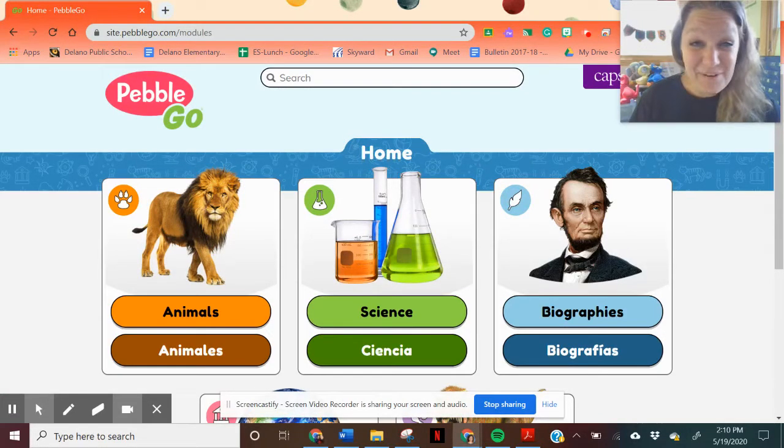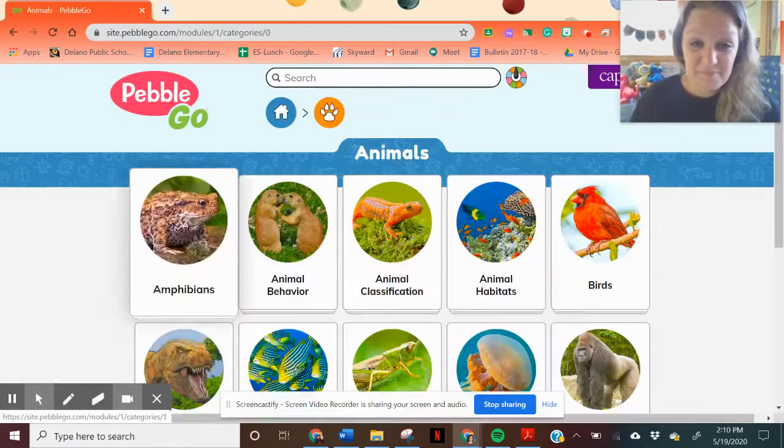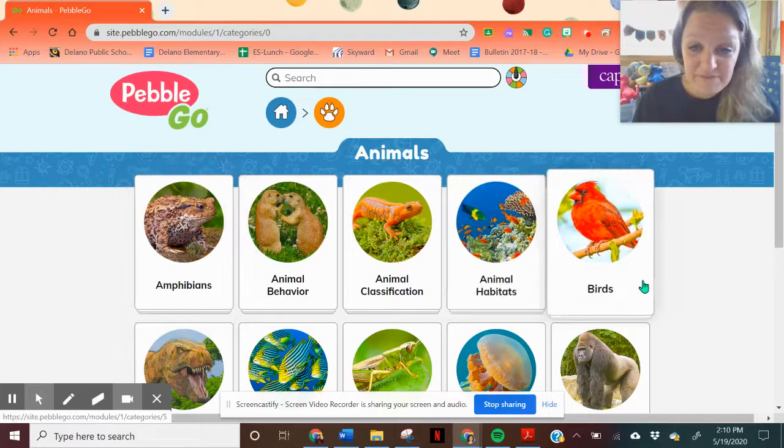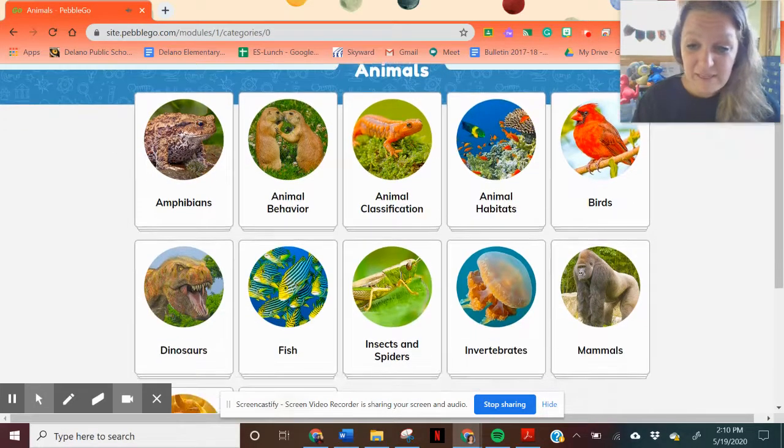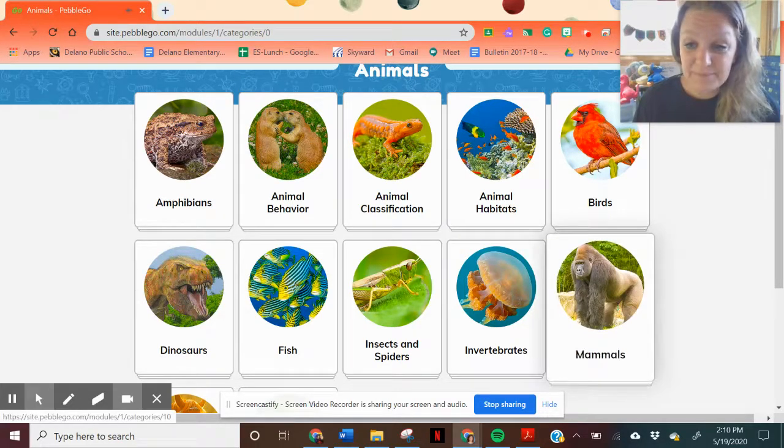Now, just like what you did with the farm animals, you're going to go to Animals. When you get to the Animal tab, you're going to find this gorilla. This says mammals, because today for zoo, you're going to learn all about different types of mammals. So click on the Mammals tab.